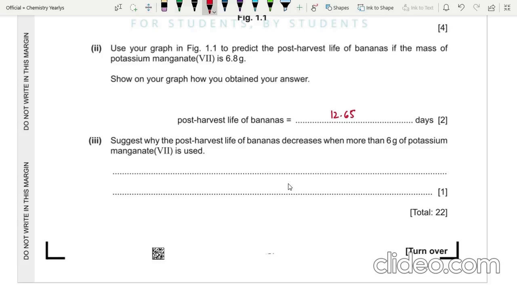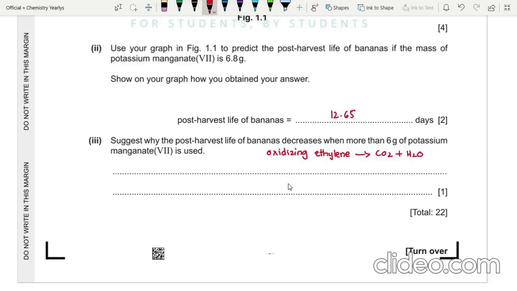Now suggest why the post-harvest life of the bananas decreases when more than 6 grams of potassium permanganate is used. So now let's have a look at what is the role of potassium permanganate here. It is actually oxidizing ethylene to CO2 plus water. So now what can CO2 cause, or what can water cause? Water can disrupt the osmotic balance of the plant, and CO2 could combine with that water to form carbonic acid, and it could interfere with the pH of the plant.